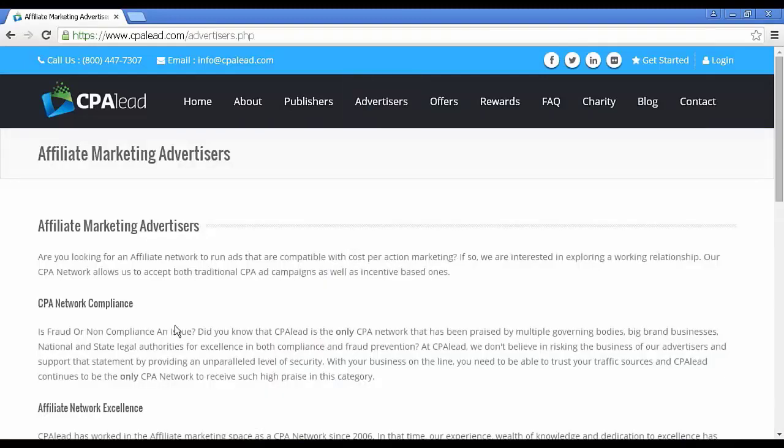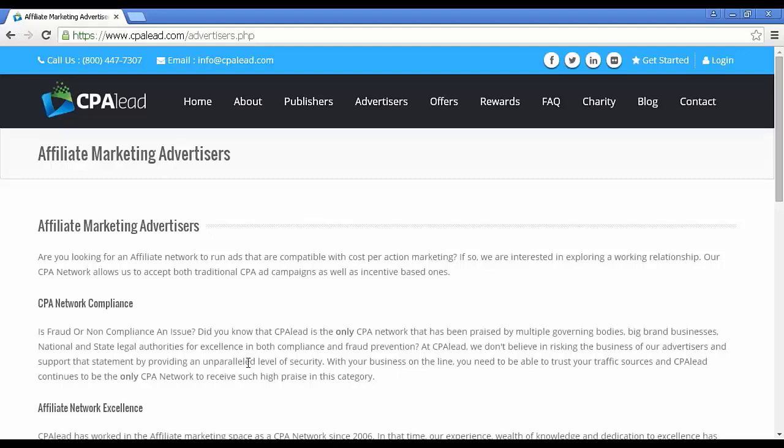you can see here it says, is fraud or non-compliance an issue? Did you know that CPA Lead is the only CPA network that has been praised by multiple governing bodies, big brand businesses, national and state legal authorities for excellence in both compliance and fraud prevention? At CPA Lead, we don't believe in risking the business of our advertisers and support that statement by providing an unparalleled level of security.